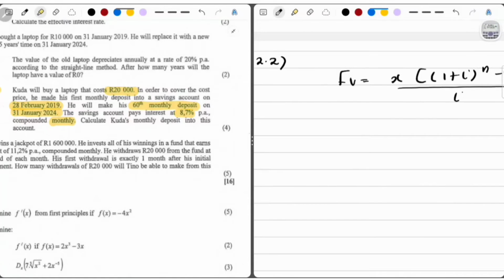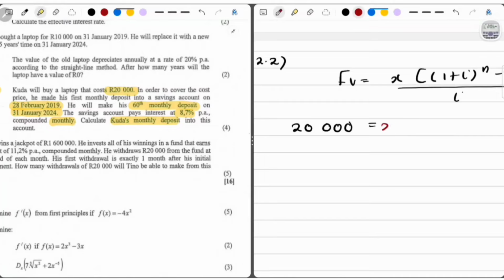The future value, let's think about what that is. That's the amount that he's supposed to have in future. Does he have the 20,000 now? No, that's how much the laptop costs. That's how much he wants to end up with in future. So that's your future value, 20,000 Rand. Then the x, do we have that? Do we know how much Kuda is going to pay monthly? No, because they asked us to calculate Kuda's monthly deposit. That's going to be x, okay? Kuda's monthly deposit is x.